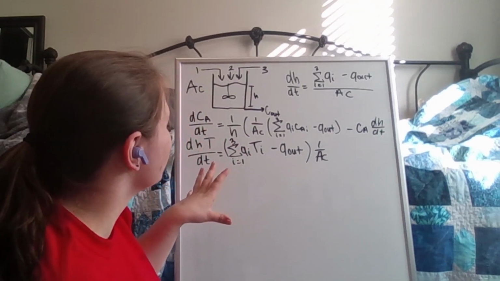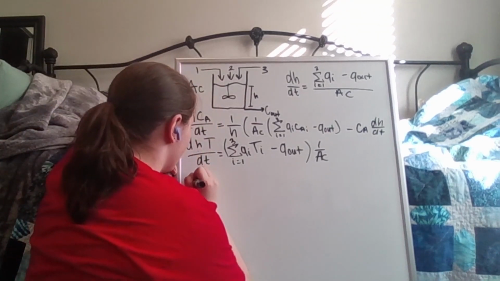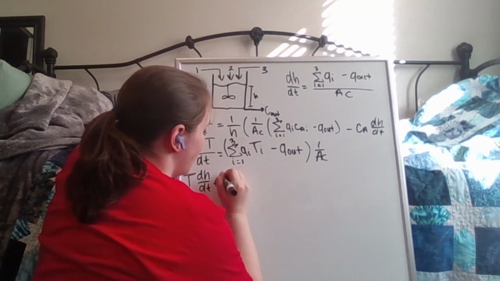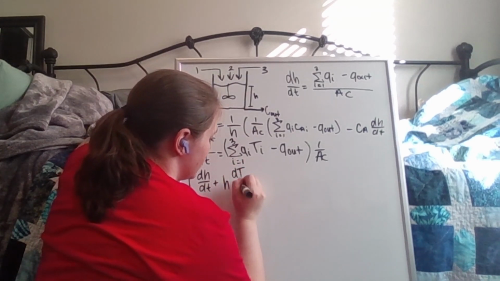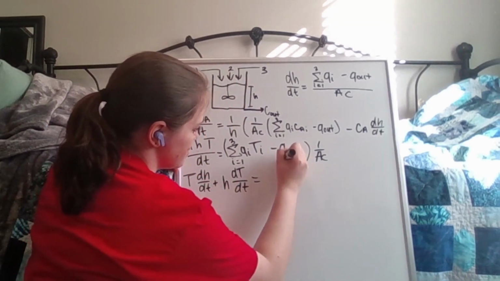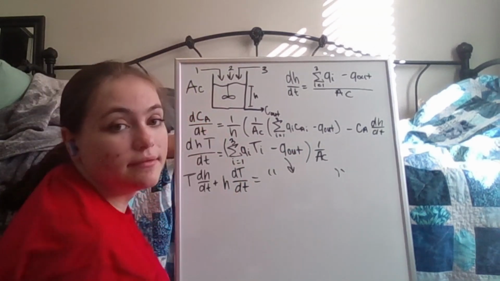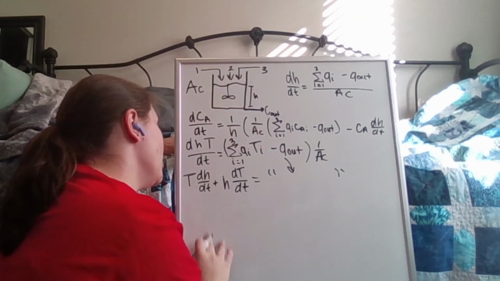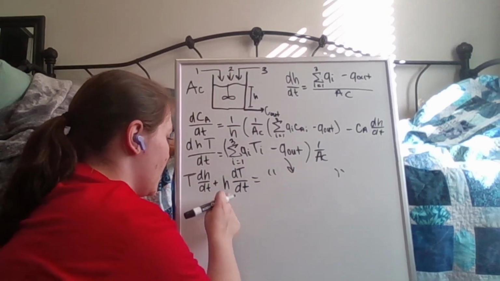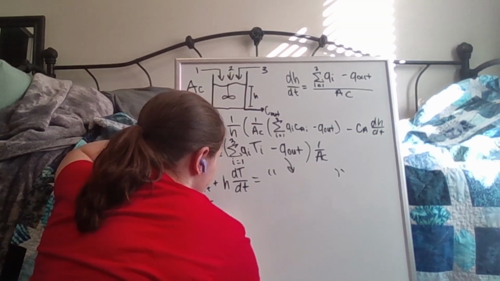Now we do the same thing as before with the product rule. So we have T dh/dt plus h dT/dt is equal to that. Then do the same thing as before. It's a pattern: you subtract this over to here, and then you divide everything by the height. That's going to give you our change of temperature over change of time.